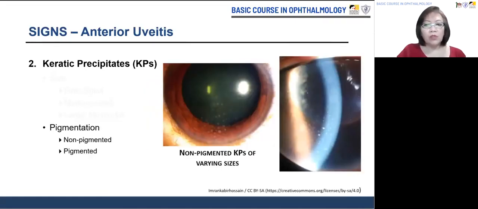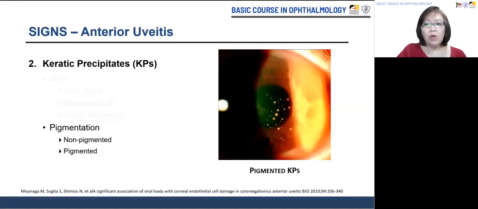These photos show non-pigmented keratic precipitates of various sizes, while this photo shows an eye with pigmented keratic precipitates. So what then is the significance of pigmentation? The presence of pigmentation gives an indication of the chronicity of the inflammation.